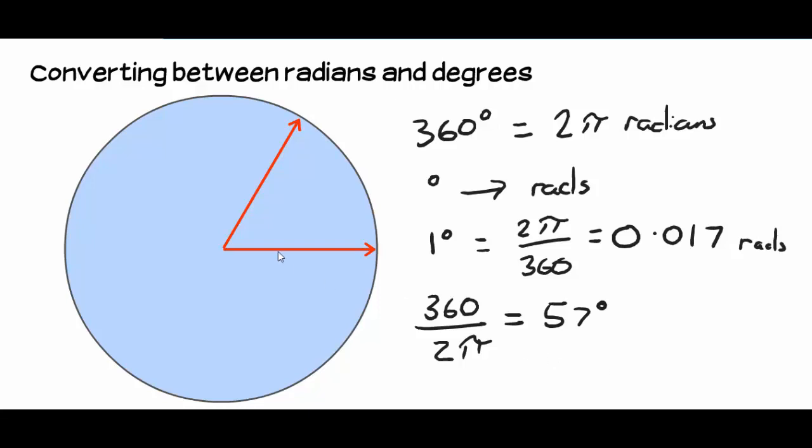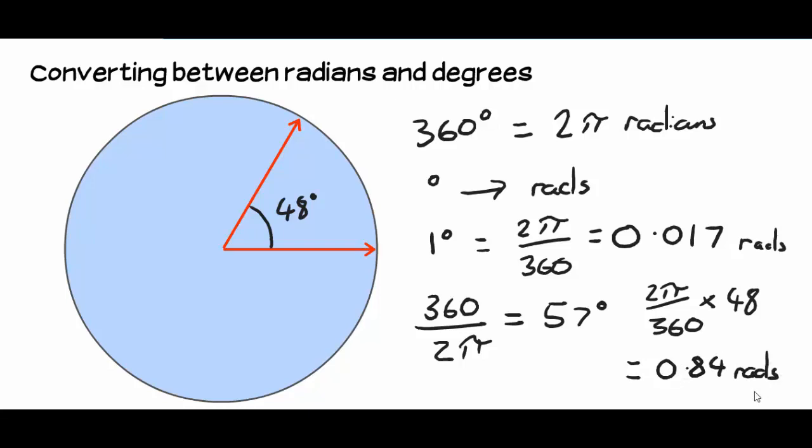So let's have a little example. If we've got this angle here, let's say that that angle is, I don't know, 48 degrees, then I would go 2 pi divided by 360 tells me what 1 degree is in radians, and then if I just multiply that up by 48, then I get that is equal to around about 0.84 radians.